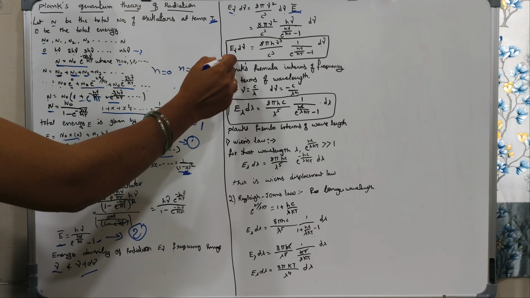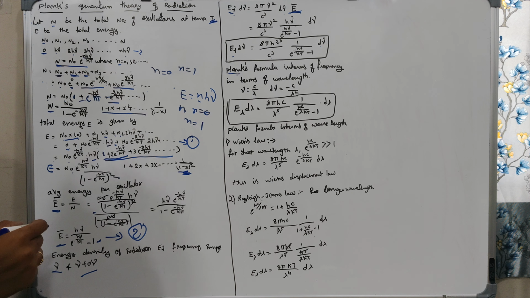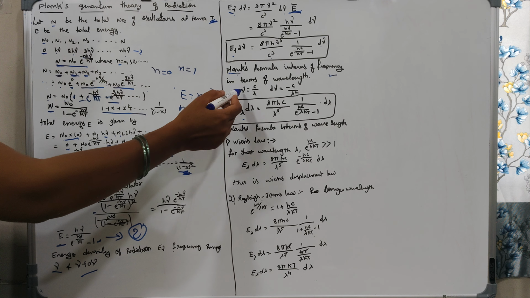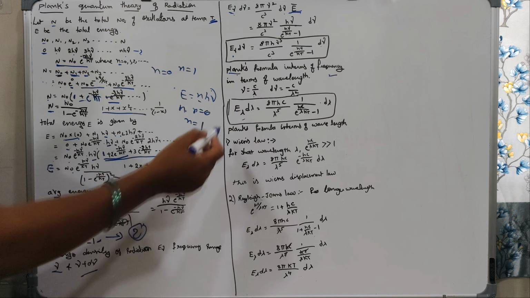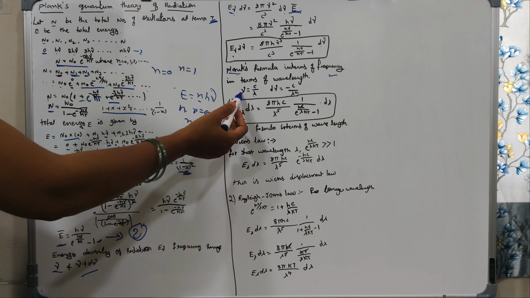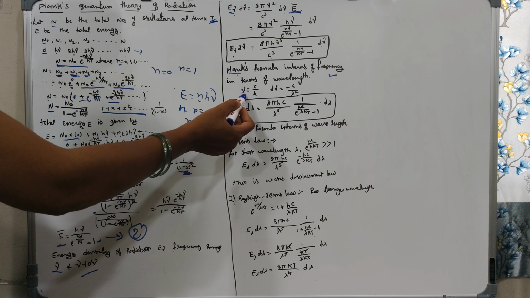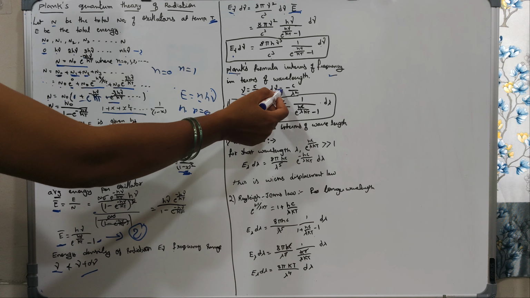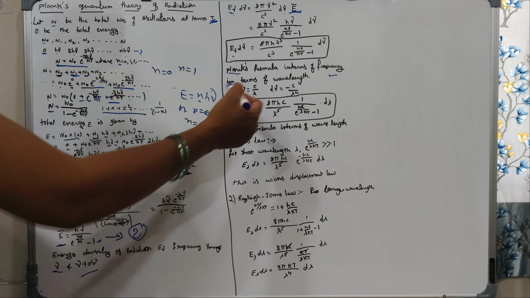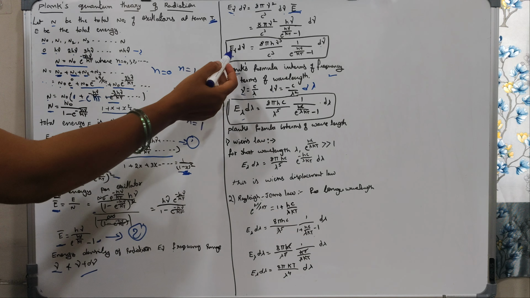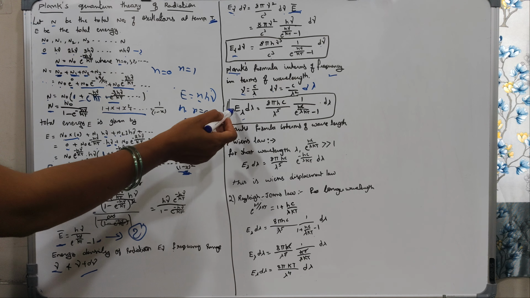This equation is called Planck's formula in terms of frequency. Now Planck's formula written in terms of wavelength: nu equals c by lambda, which is the relation between the wavelength and frequency. Differentiate this in terms of d nu. So we get d nu equals minus c by lambda square into d lambda. So in place of nu we are substituting lambda.